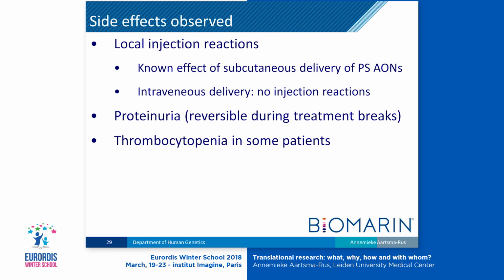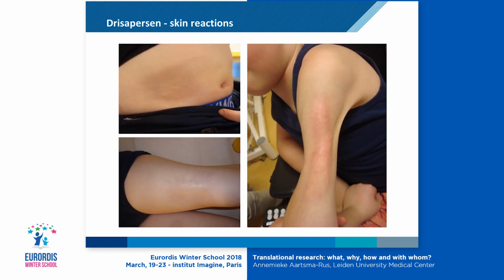Thrombocytopenia means that there are fewer platelets in the blood, so that means that there's a risk of bleeding. This was seen in about 2-3 patients out of 300, so it was not common. It's also known for this chemistry of AON, and it's something that you can monitor. So when you see this, you can intervene, you can give the patient platelets, and you can stop the treatment.